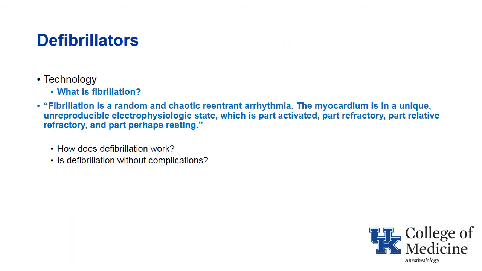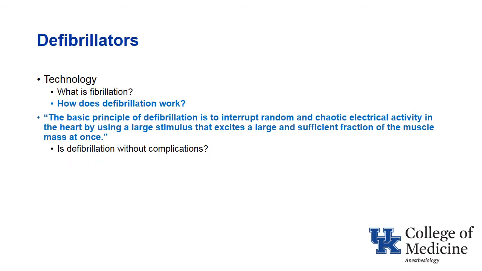What is fibrillation? Fibrillation is a random and chaotic re-entrant arrhythmia. The myocardium is in a unique, unreproducible electrophysiological state, which is part activated, part refractory, part relative refractory, and part perhaps resting. That is a definition of fibrillation. How does defibrillation work? The basic principle of defibrillation is to interrupt a random and chaotic electrical activity in the heart by using a large stimulus that excites a large and sufficient fraction of the muscle mass at once.